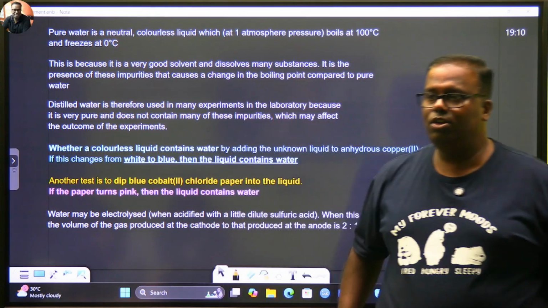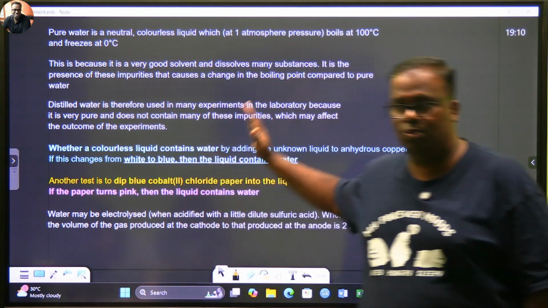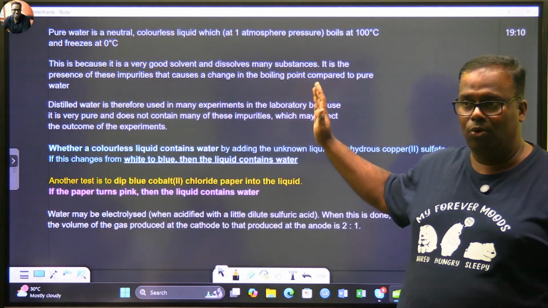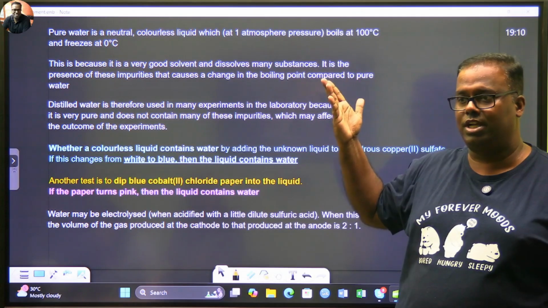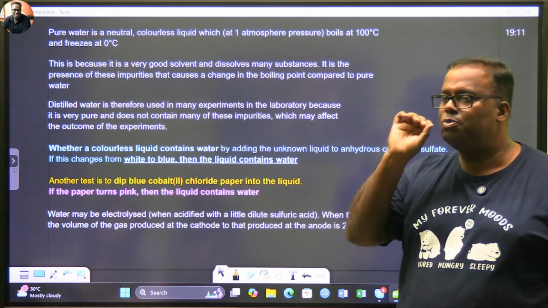In laboratory and all, when we need pure water, we look for what is known as distilled water. Now, distilled water is not heavy water. Water is H2O. Heavy water is deuterium oxide, that is one which we use in atomic power plants. Distilled water is pure water.